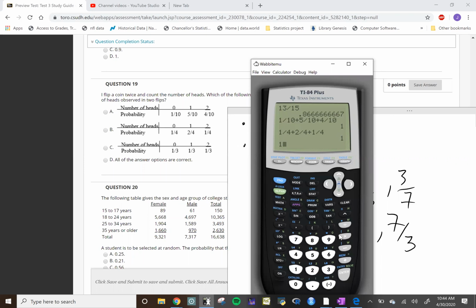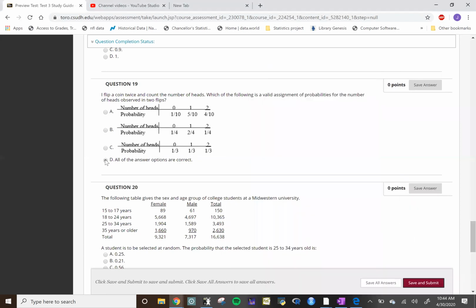Now let's do 1 divided by 3 plus 1 divided by 3 plus 1 divided by 3. You get 1 again. So if you look at all of these, the models pass the probability model because all of the probabilities are between 0 and 1. Also, if you add up each individual probability with each other, they add up to 1. So we'll put D. All of the answer options are correct.